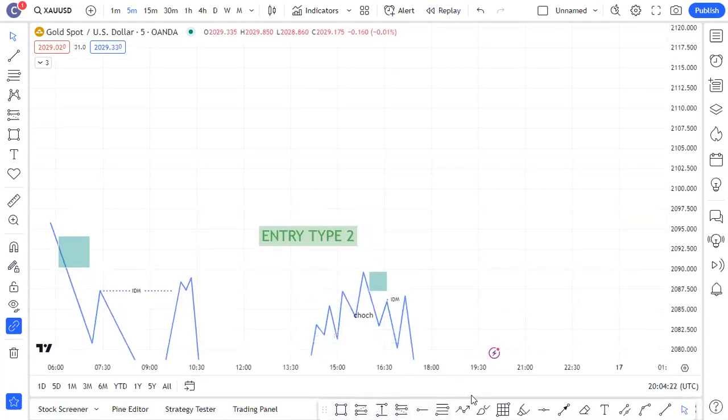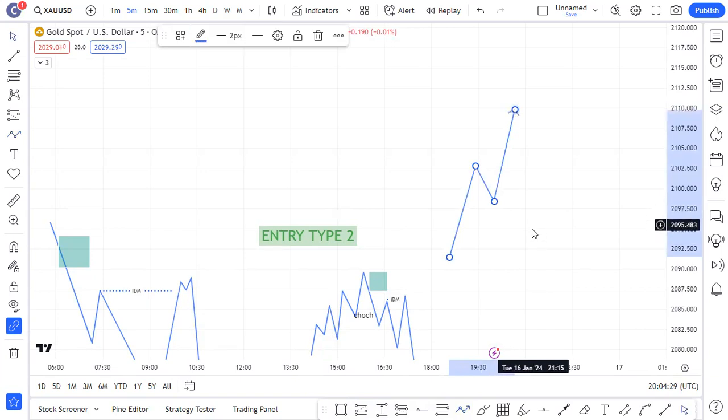Let's say the market was bullish, all right? Market is bullish, is pushing up. Then it's taking out the first pullback, which is the inducement.